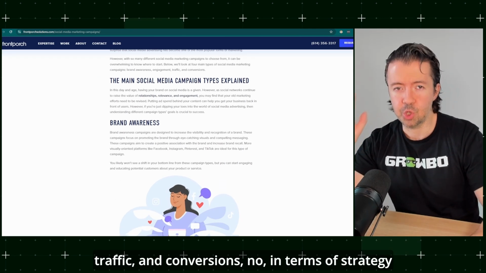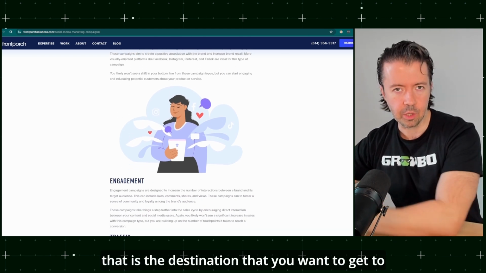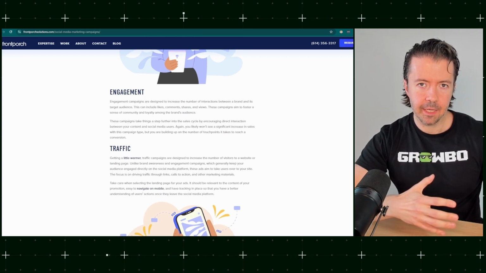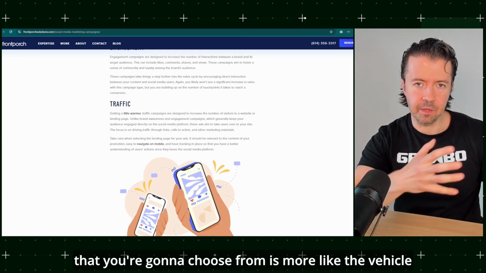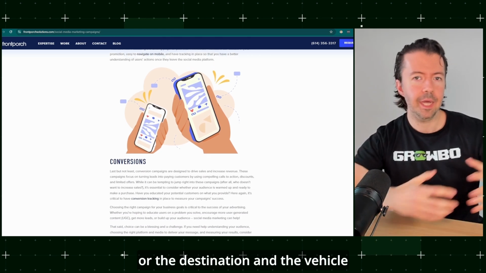For example, what they tell you is that the types of social media marketing campaigns that are out there are brand awareness, engagement, traffic, and conversions. No. In terms of strategy, that would be your goal. That is the destination that you want to get to. And the type of social media marketing campaign that you're going to choose from is more like the vehicle. So you're going to distinguish between the goal, or the destination, and the vehicle.